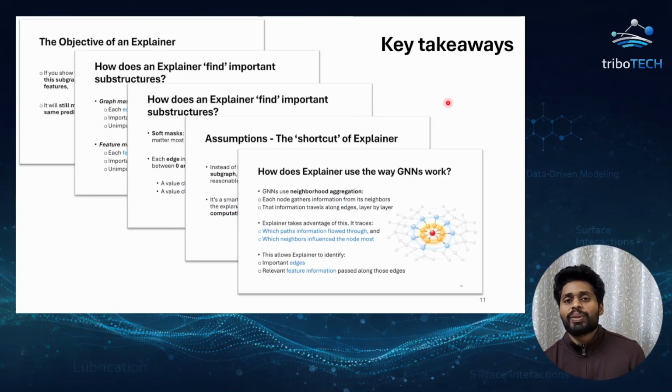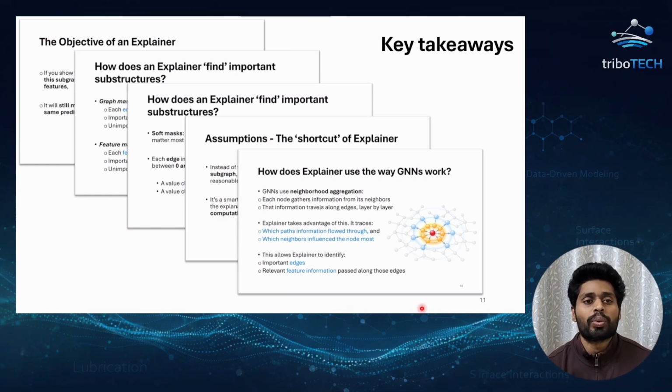So this is it for this video. We discussed explainers, specifically the objective of an explainer, how an explainer finds important substructures, and what assumptions are, which are the shortlisting criteria that explainers use to reduce their computational load. We also saw how explainers use the way GNNs work. I hope you now have a good understanding of what explainers are and how they work in GNNs.